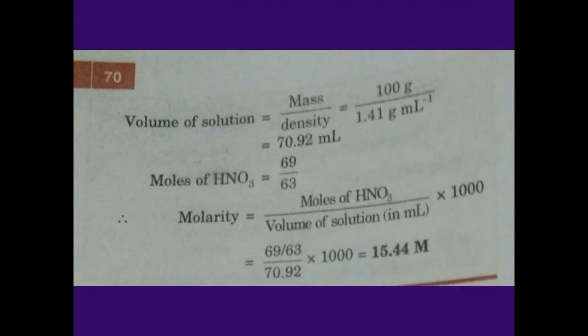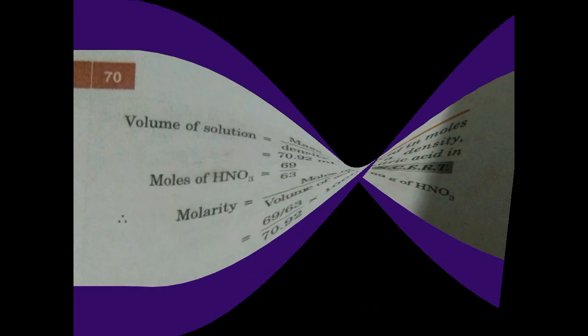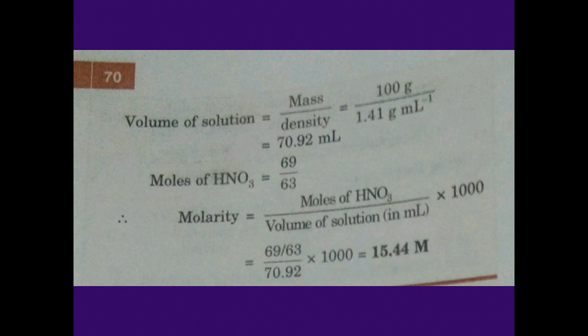See, the volume of solution is mass upon density. The mass of our solution is 100. So 100 upon 1.41. So the volume of solution will be 70.92 milliliter. Moles of nitric acid, that is moles of solute, 69.